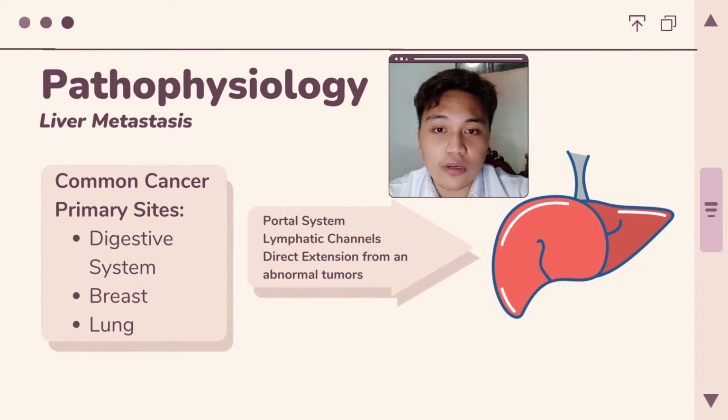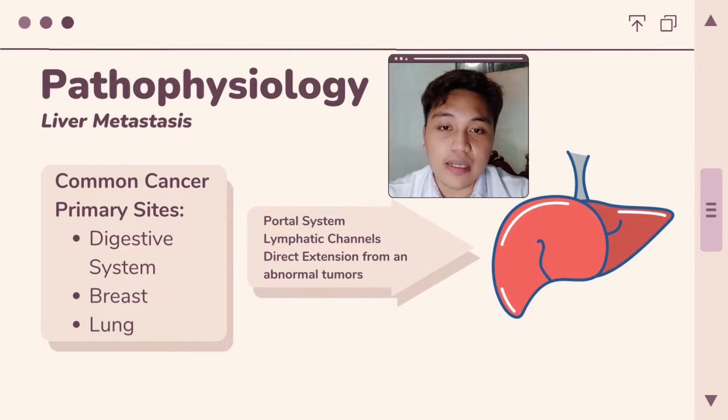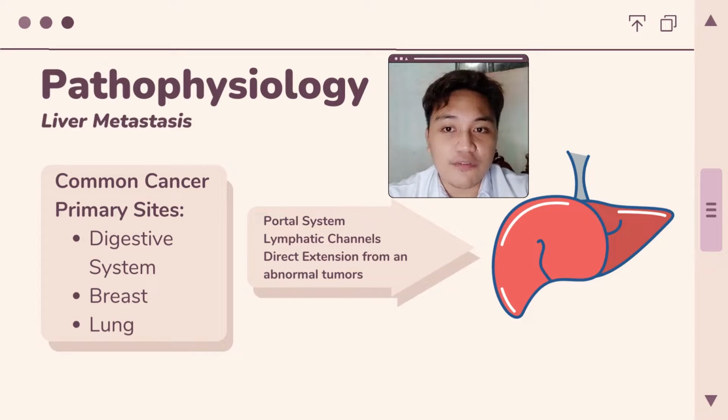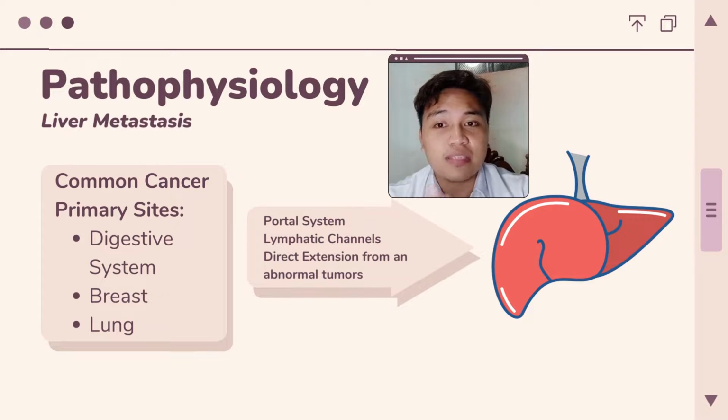Next on our list is liver metastasis. Now, metastases from other primary sites, particularly the digestive system, breast, and lung, are found in the liver 2.5 times more frequently than tumors due to a primary liver cancer. Now, malignant tumors are likely to reach the liver eventually by way of the portal system or lymphatic channels or by direct extension from an abdominal tumor.